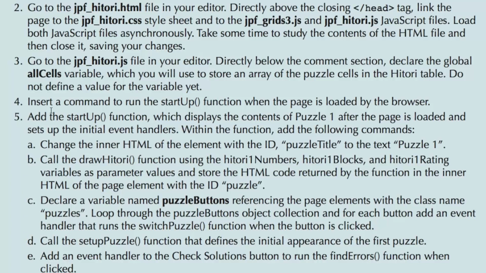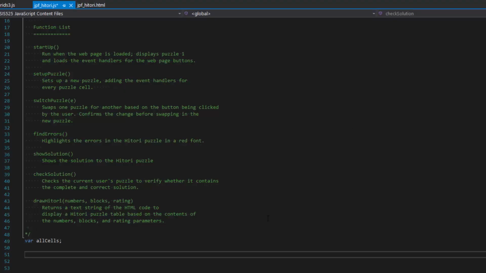In step 4, we're going to insert a command to run the startup function when the page is loaded by the browser. So we haven't built that function yet, but we're just going to set up a call to that function once the window has loaded. So that means when the web browser has completed loading all of the HTML code and everything up in the header section, then it'll go ahead and fire off this startup function. So we use window.onload, and actually that's an event handler, and we assign to it the name of the function that we want to have called once the window has completed loading, and that'll be the startup function, the one we're going to build here in just a bit.